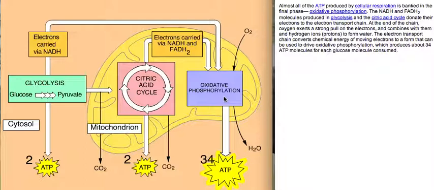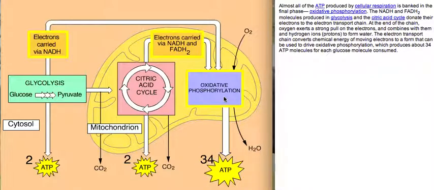Almost all of the ATP produced by cellular respiration is banked in the final phase, oxidative phosphorylation. The NADH and FADH2 molecules produced in glycolysis and the citric acid cycle donate their electrons to the electron transport chain.